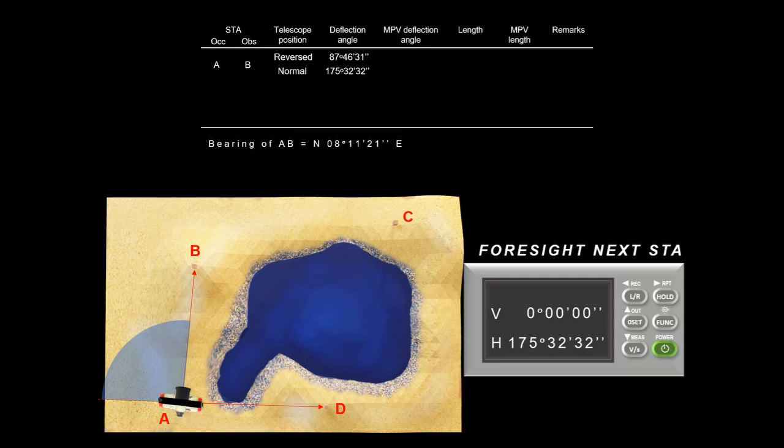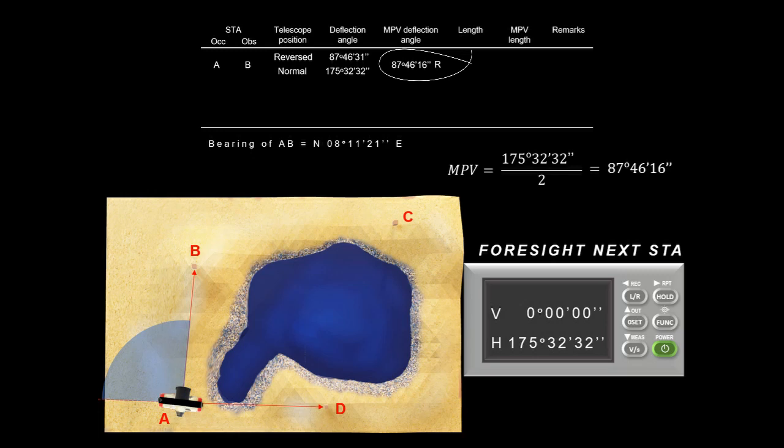To compute for the MPV, simply divide the accumulated value with the number of repetitions and have the computed value recorded under the MPV deflection angle column, together with the direction of your turn. In this case, we have the angle to the right, so indicate letter R after the angle.